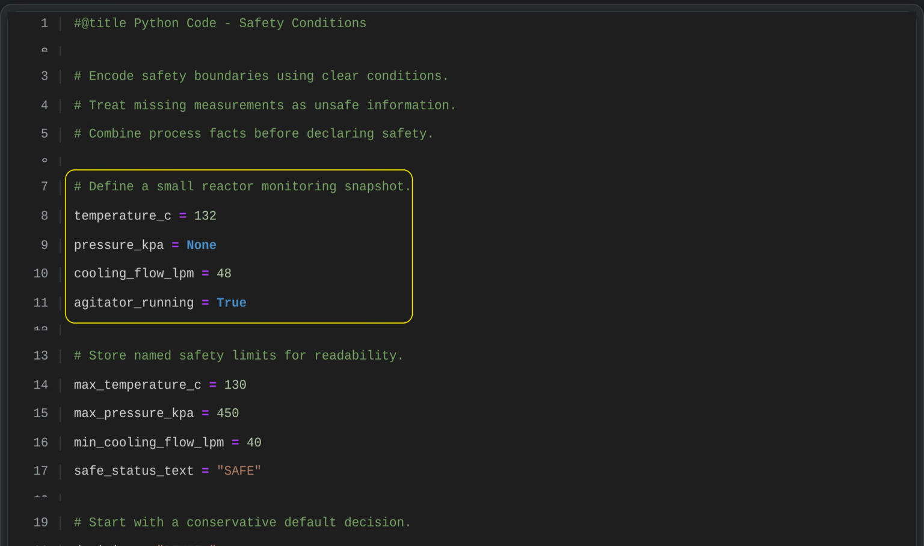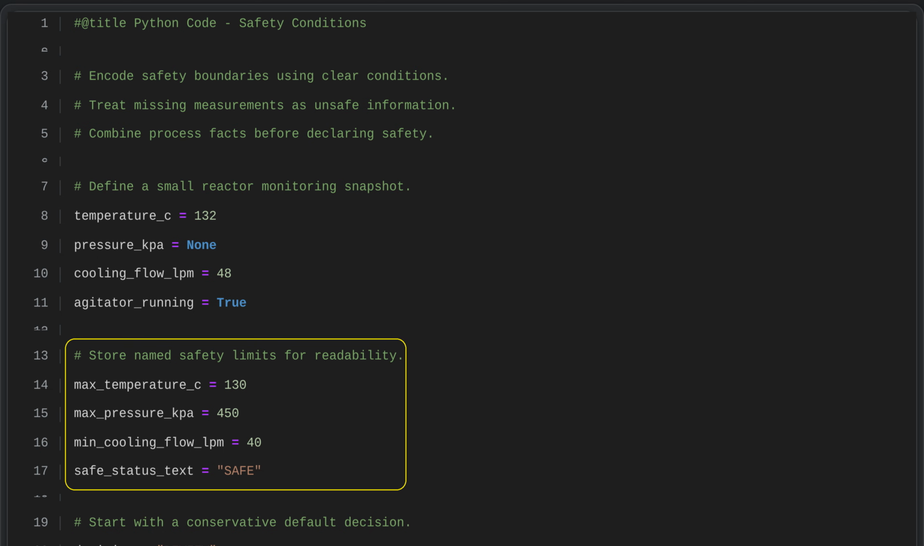The reactor state is summarized by 4 key values: a temperature of 132 degrees Celsius, unknown pressure data, a cooling flow of 48 liters per minute, and an active agitator. These values support safety monitoring, while the missing pressure reading must be handled carefully in any safety check.